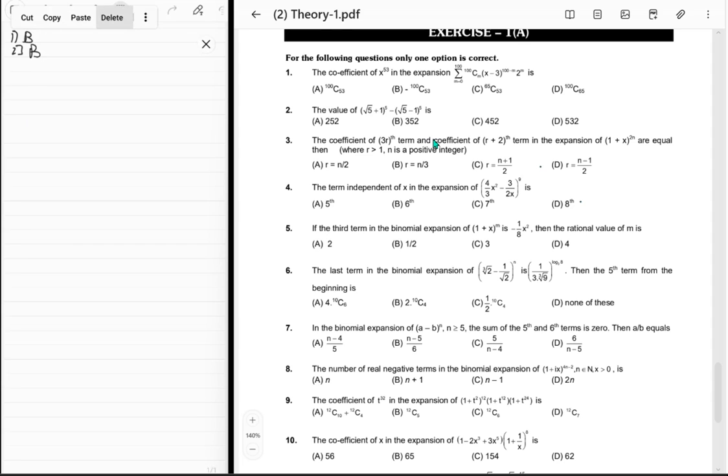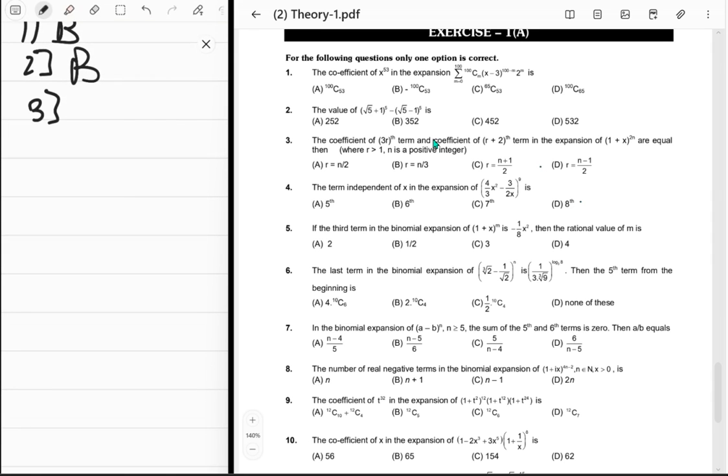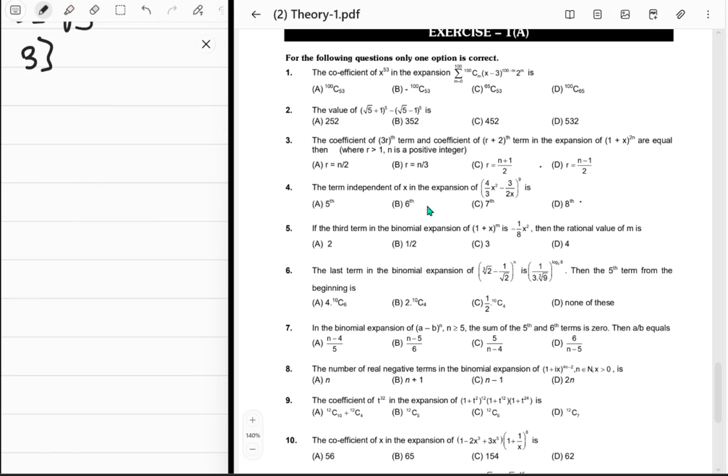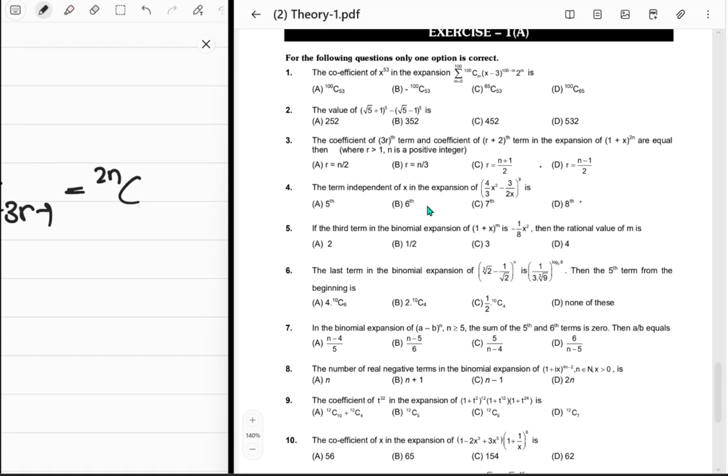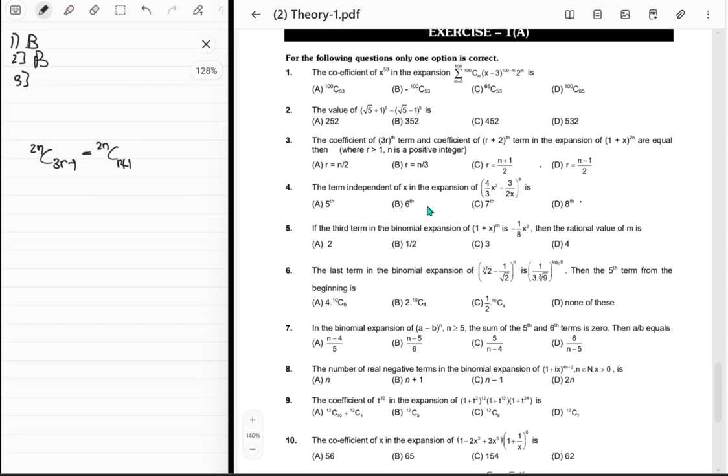So third, the 3rth term and the (r plus 2)th term in the expansion of (1 plus x) to the power 2n are equal, where r is, okay, whatever. So yeah, an expansion of this guy. So the 3rth term, that's like r equal to 3r minus 1. I know this looks weird. Yeah, you just get the idea, right? 2nC(3r minus 1), that coefficient is equal to 2nC(r plus 1). That's what they're saying. So let's do this thing.